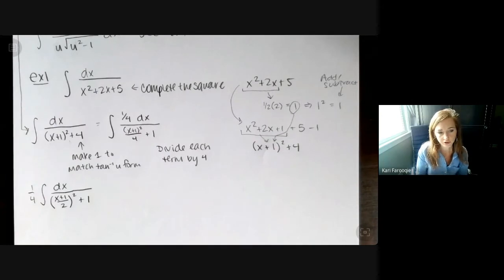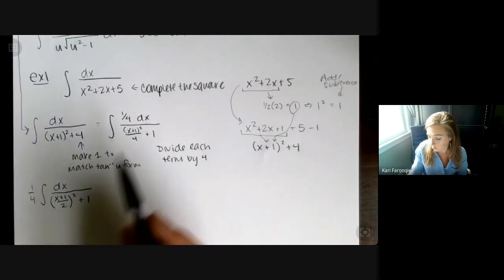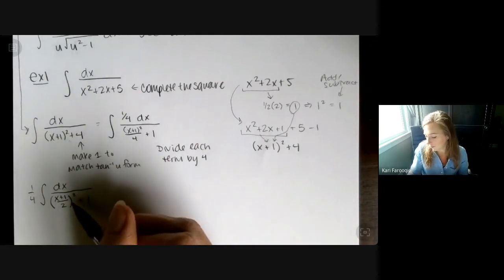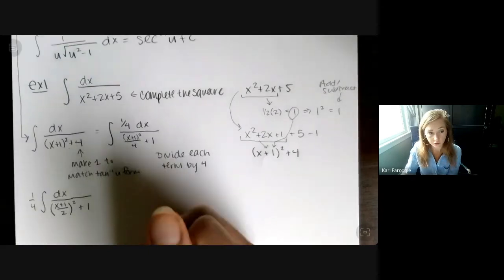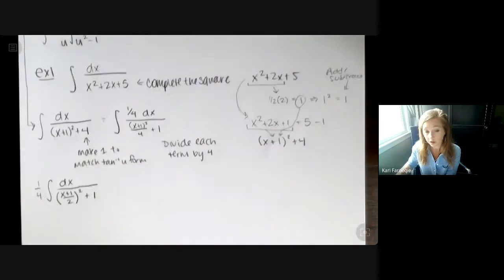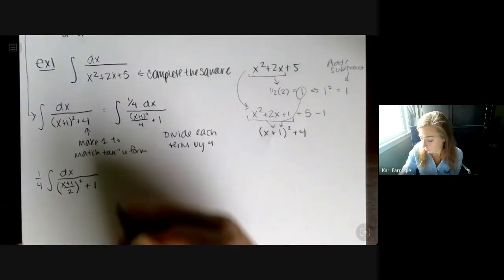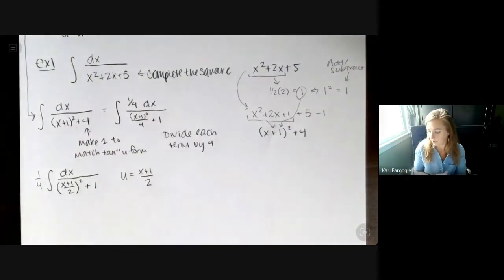So try to be careful with your notation and parentheses here because you don't want to actually change anything. These parentheses include the whole thing. So I know that 2 squared is 4. I know that this exponent, when you take a quotient to a power, you're really taking that power to each piece of your fraction. And now you're ready to use your inverse tangent formula. So you have dx over 1 plus u squared. So you just need to go ahead and say now that u is equal to x plus 1 over 2.